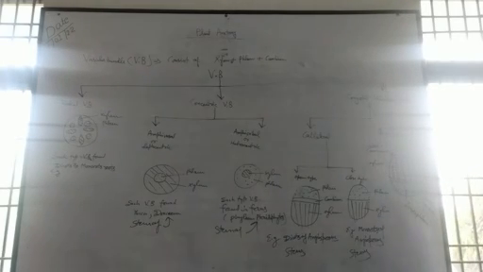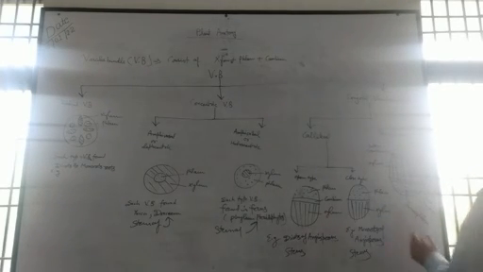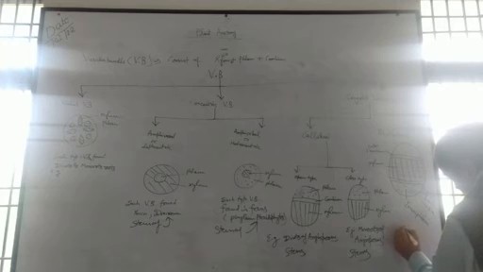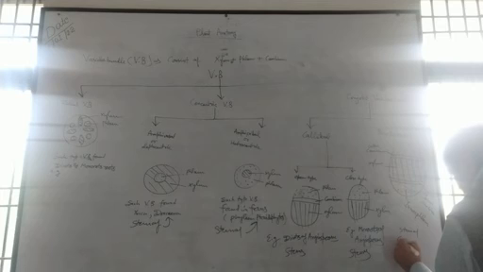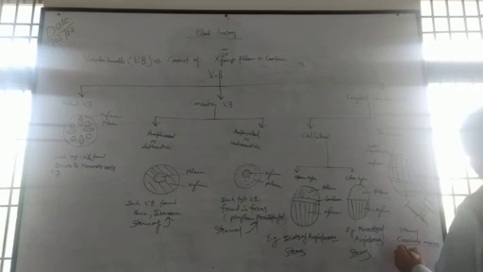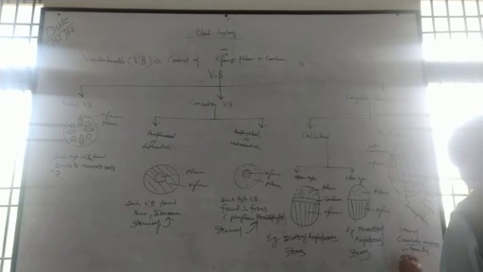And this type of vascular bundle is found in the stem of Cucurbita maxima, in the family Cucurbitaceae.